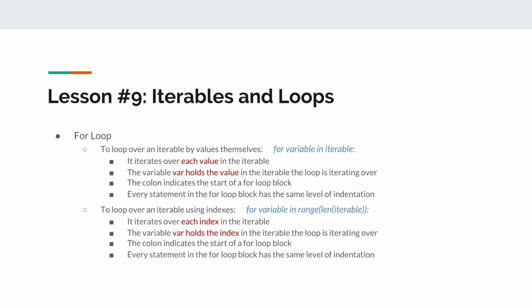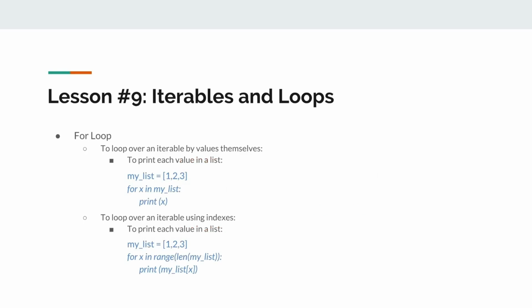Now, let's have a look at how different these two ways of iterating look. Let's say we have a list with 3 integers named myList. If we want to print the values in the list, we can use the first method of iterating over the list by values. We write for x in myList, where x is just a variable and could be named anything else. We write a colon to indicate the start of the loop block. We then write the print function inside the loop block. Since x is holding each value in the list one at a time, we write x inside the parentheses of the print function. This would print all the values in myList.